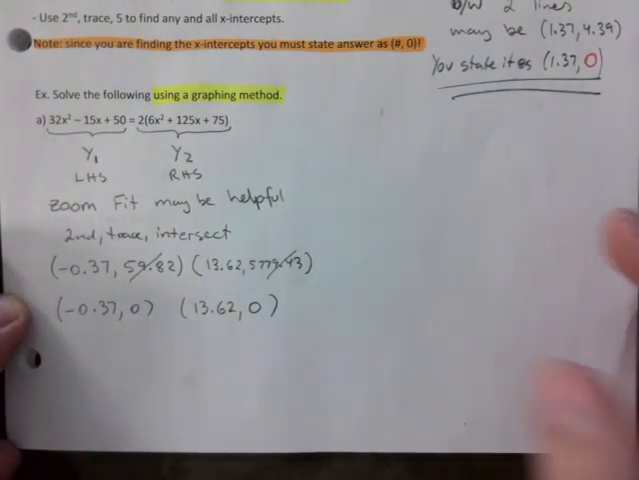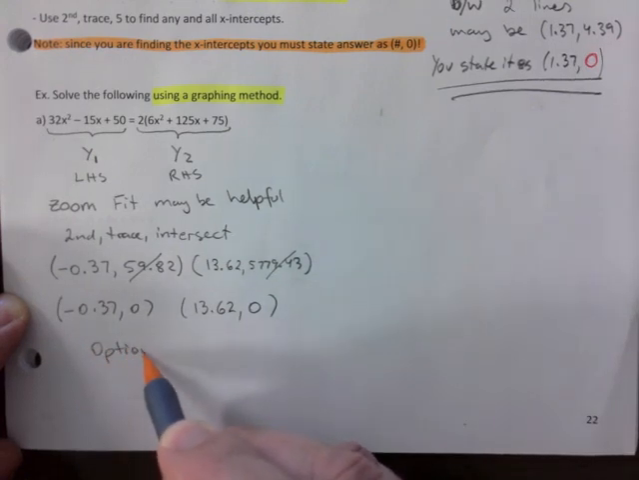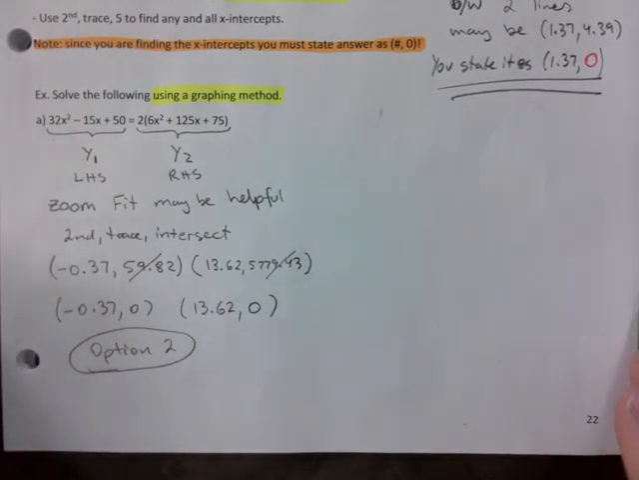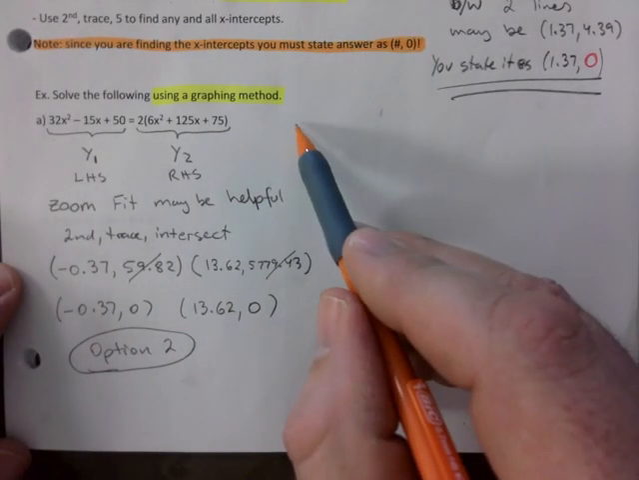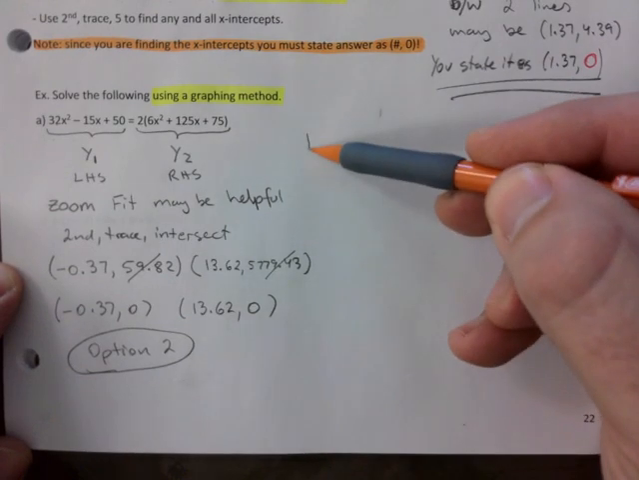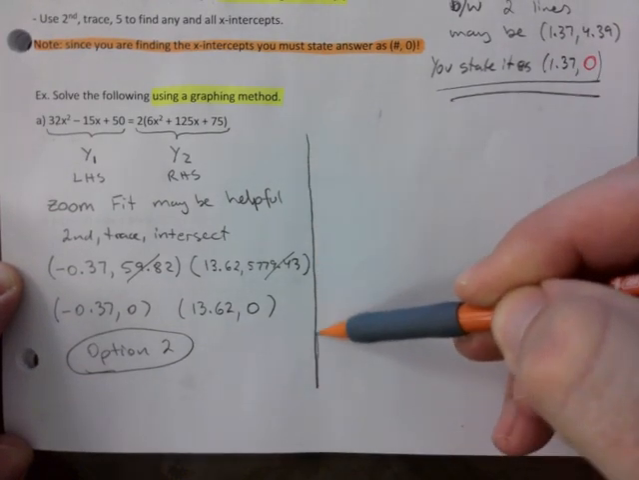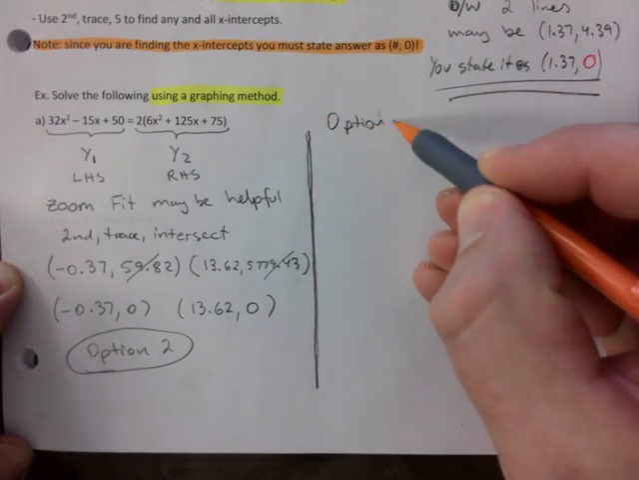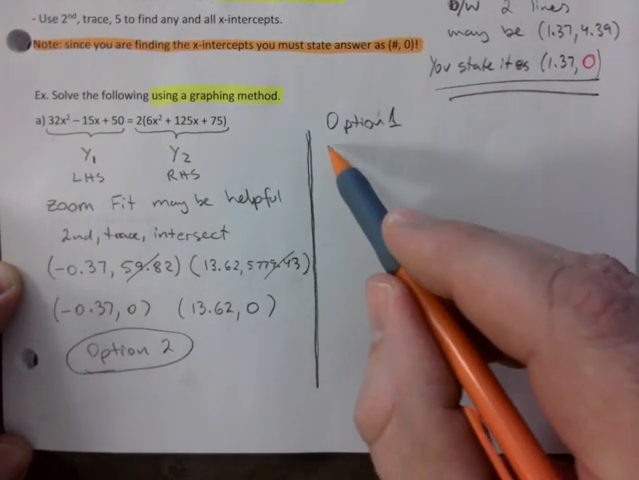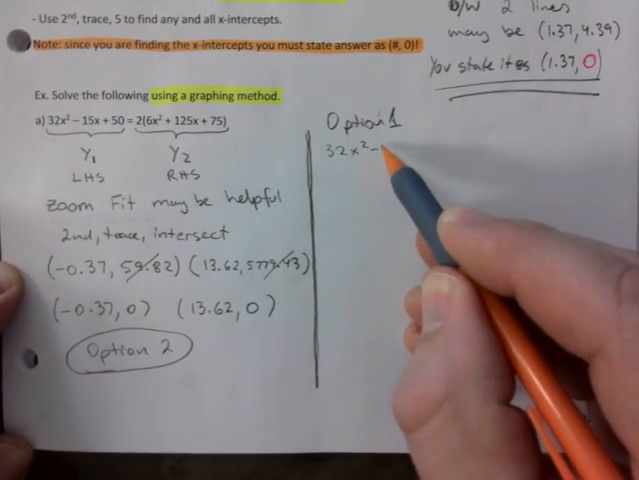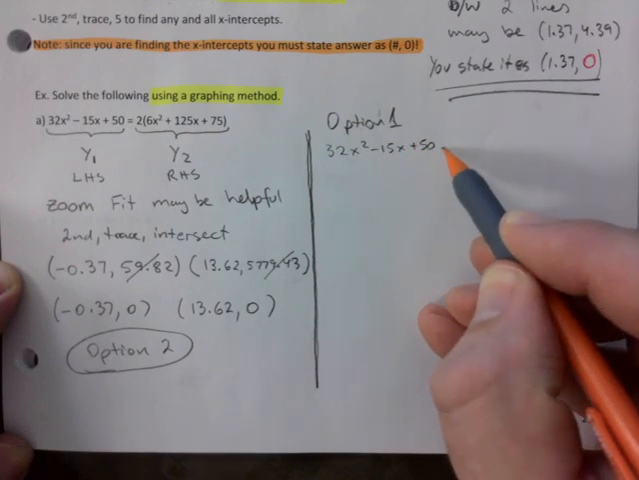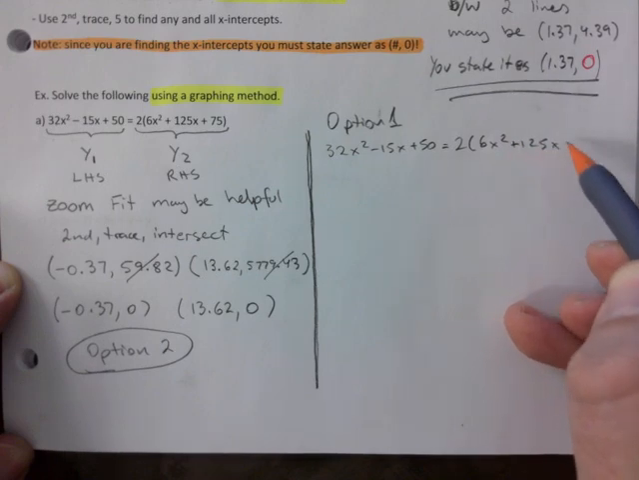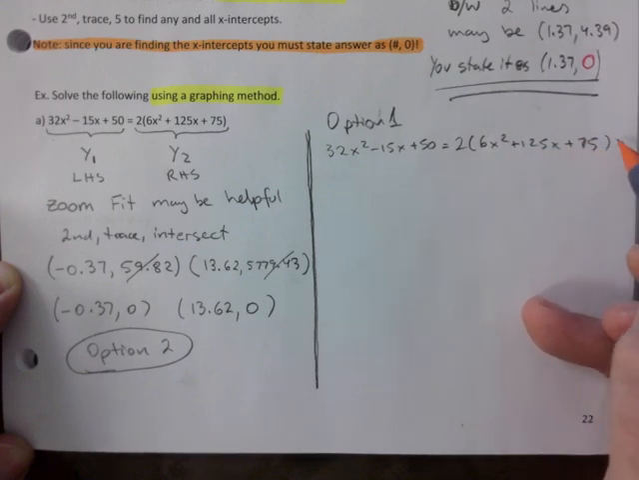Now let's use the other method. This is option number 1 that we did here. Option 2 I used here. Now I'm going to break this down here. I'm going to cut this. This is going to be option number 1. I'm going to rewrite it quickly here. Okay, I'm rewriting the whole thing here.